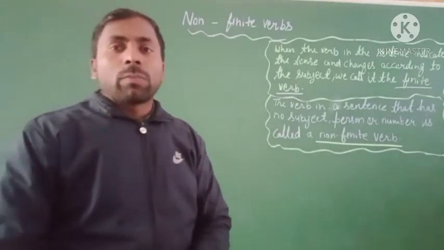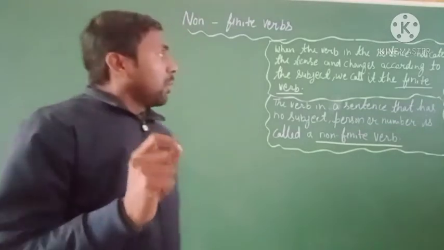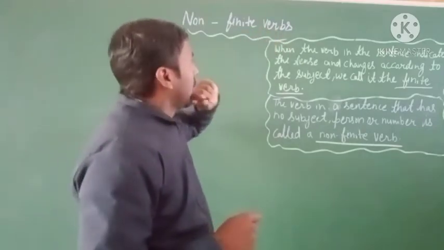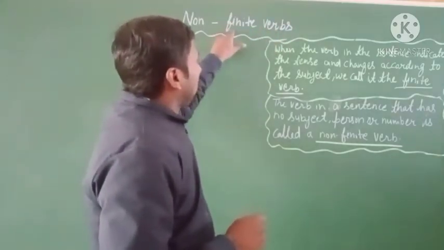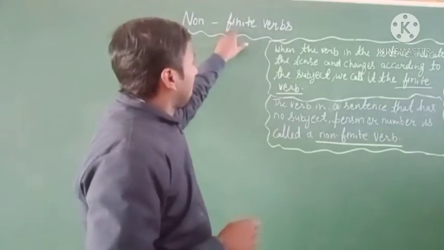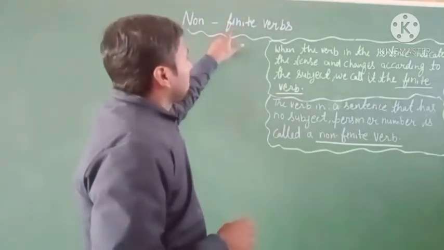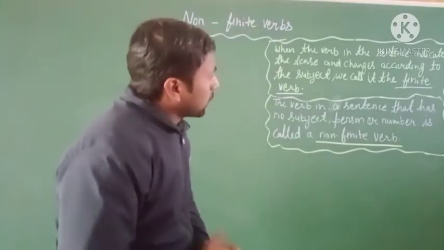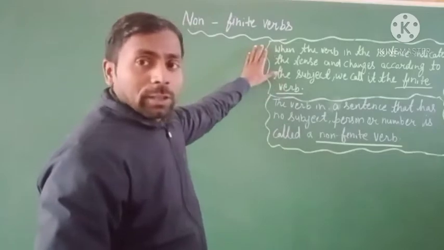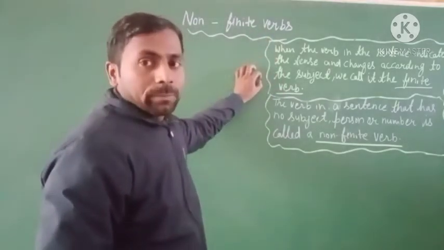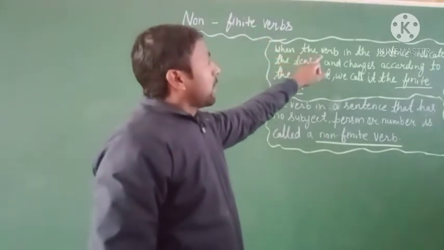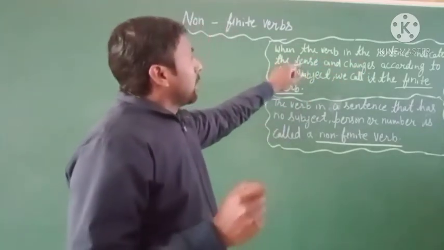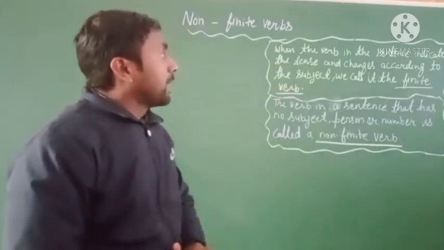So first, you know very well that a verb is an action word, and here we use one more word, that is called finite. What is the meaning of finite verb and what is the meaning of non-finite verb? First, you can see here the given definition of finite verb. When the verb in the sentence indicates the tense.